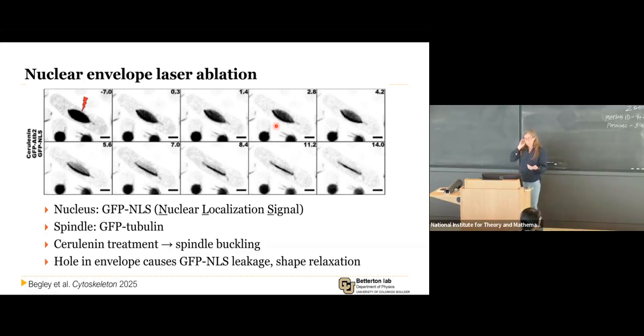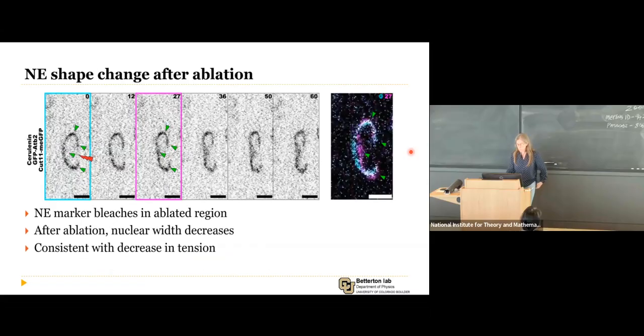So what's happening is ablation has made a hole in the nuclear envelope, and this GFP NLS can now leak out. So the fluorescence is decreasing. And as that is happening, the spindle is also straightening. Again, this is consistent with the idea that tension from the nuclear envelope that causes the buckling can be relaxed once it's been blasted open, right? Okay, so we want to look a little bit more about that and understand it.